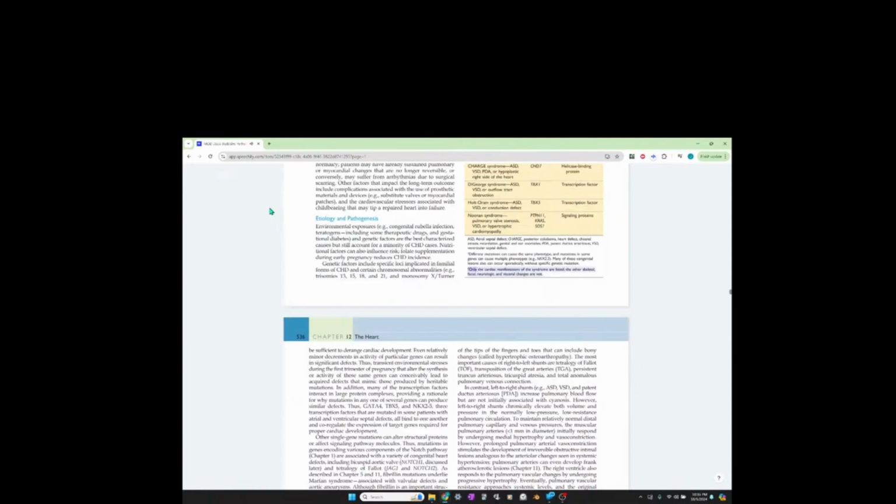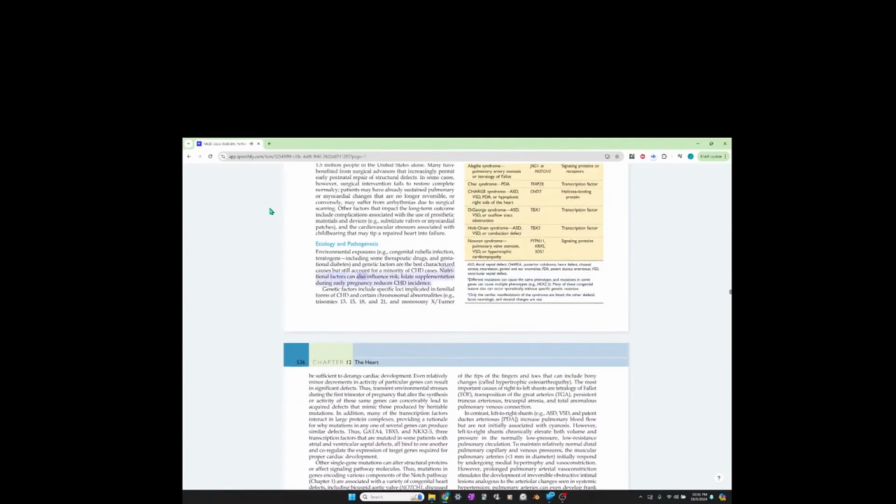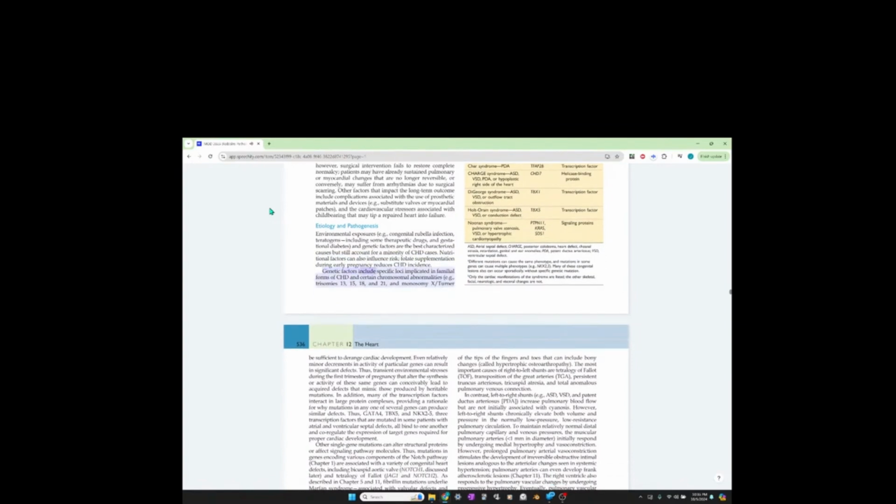Etiology and pathogenesis. Environmental exposures and genetic factors are the best characterized causes but still account for a minority of CHD cases. Nutritional factors can also influence risk. Folate supplementation during early pregnancy reduces CHD incidence. Genetic factors include specific loci implicated in familial forms of CHD and certain chromosomal abnormalities, for example, trisomies 13, 15, 18, and 21, and monosomy X/Turner.